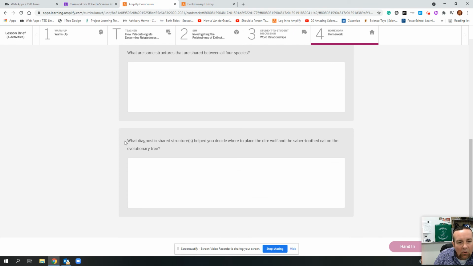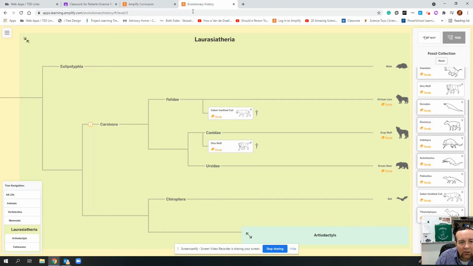And now, what diagnostic shared structures helped you decide where to place the dire wolf and the saber-toothed cat? So what were the key shared structures, those diagnostic structures that helped us figure out how the wolf was more related to the wolf and how the cat was more related to the cat? But not just saying the wolf is related to the wolf and the cat is related to the cat. What structures do they share that make us think that?